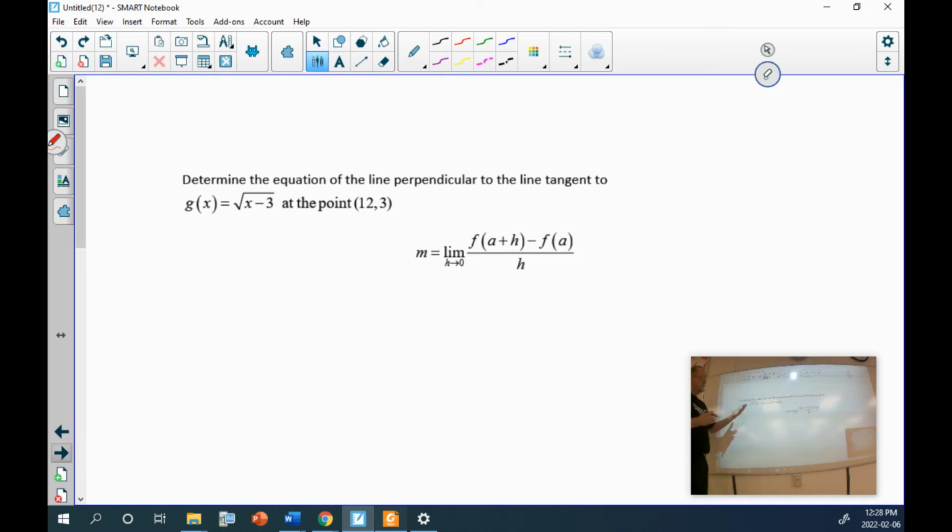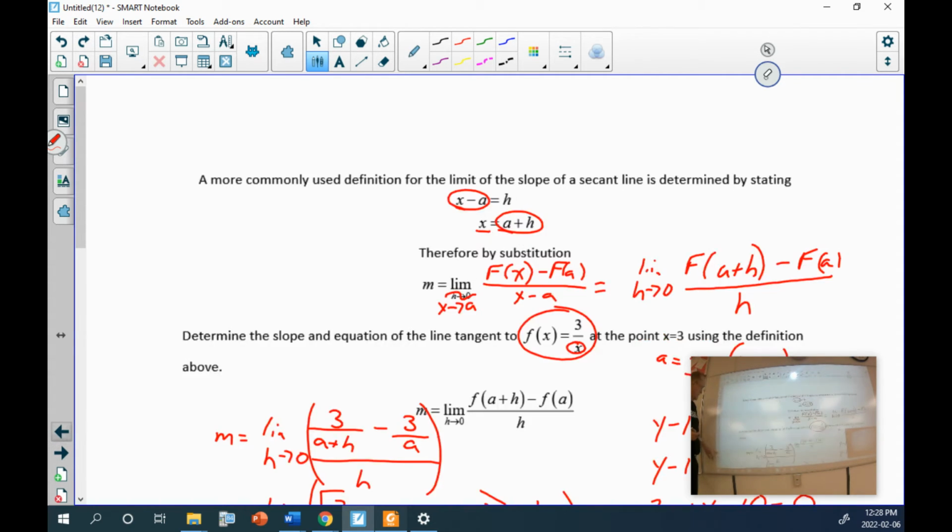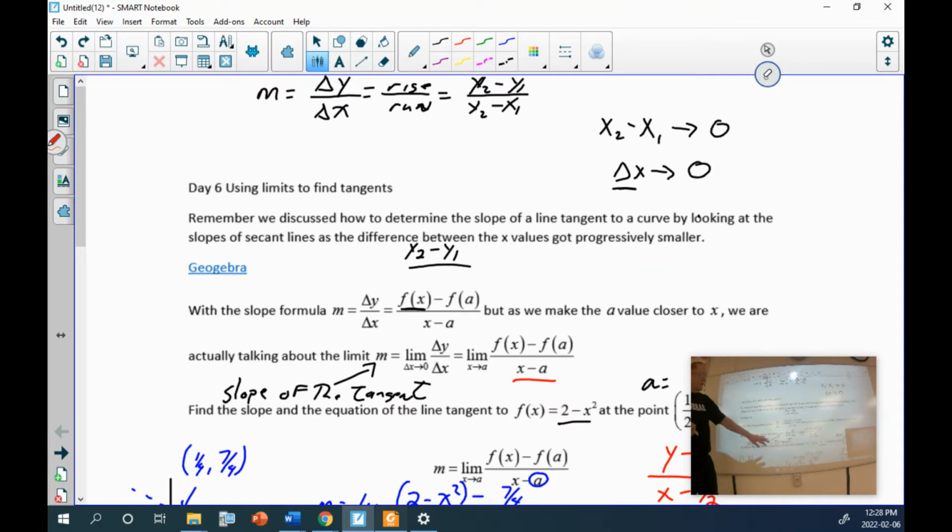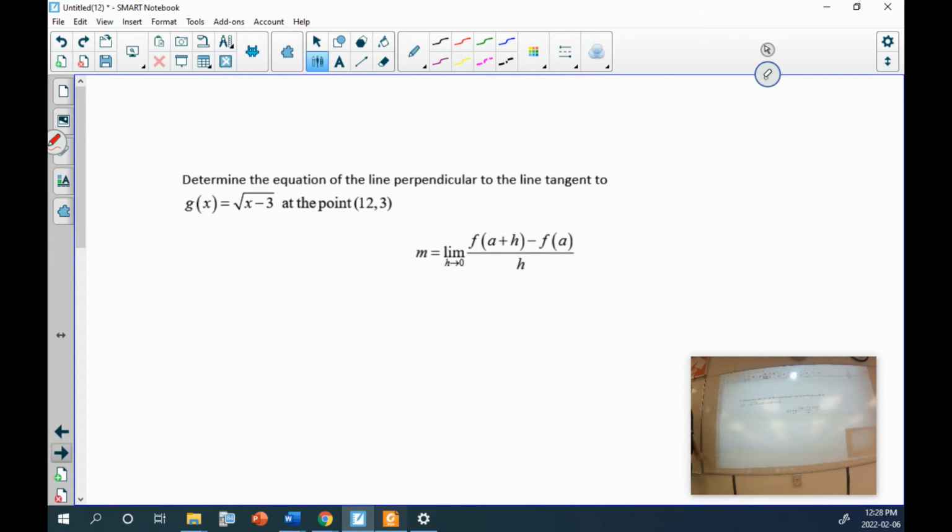Okay. This one I'm going to do the other way, again using this notation. I don't really have a problem using the other function that we talked about on the first page, but it does make the algebra more tricky. So that's why we've done this. It just means the algebra becomes a little easier. You don't have to worry about x minus a. It's just equal to h.